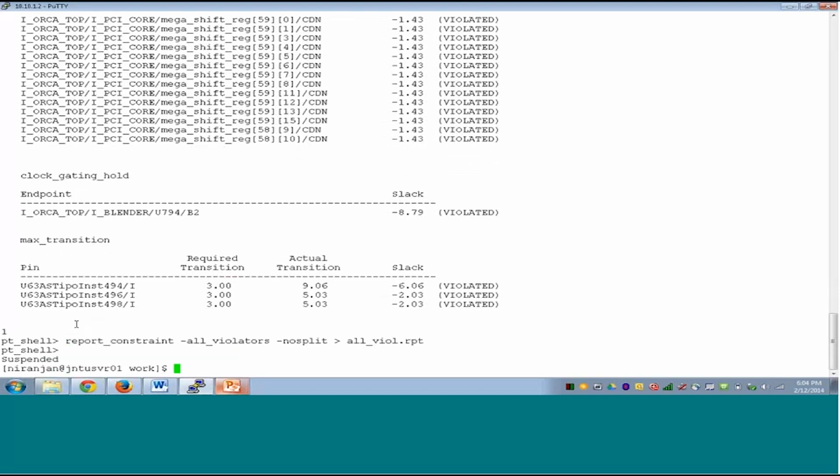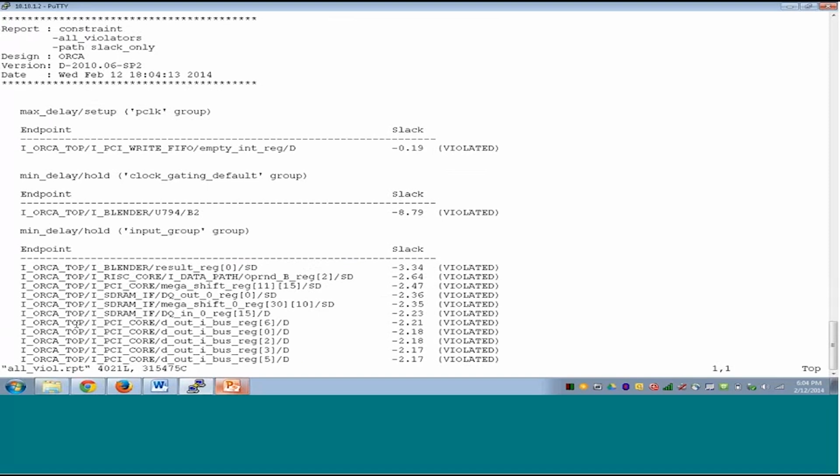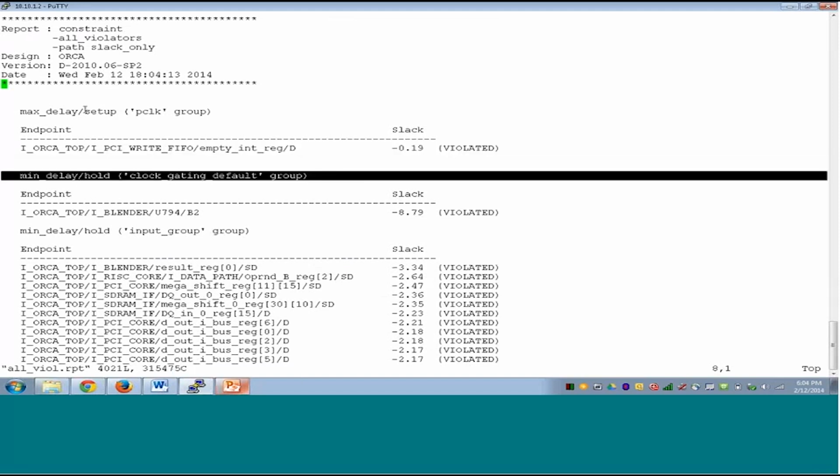Now once you have verified that you have applied all the constraints, you have set the operating condition and analysis mode perfectly, your parasitic reading is correct, your clocks are correct, your clock relationships are correct, then you write some kind of report which tells you a summary of all the violations. This is that report, all violations.rpt. Now it's telling me that PCLK has only one endpoint that is violating. Okay, it's telling me for max delay there is only one violation.